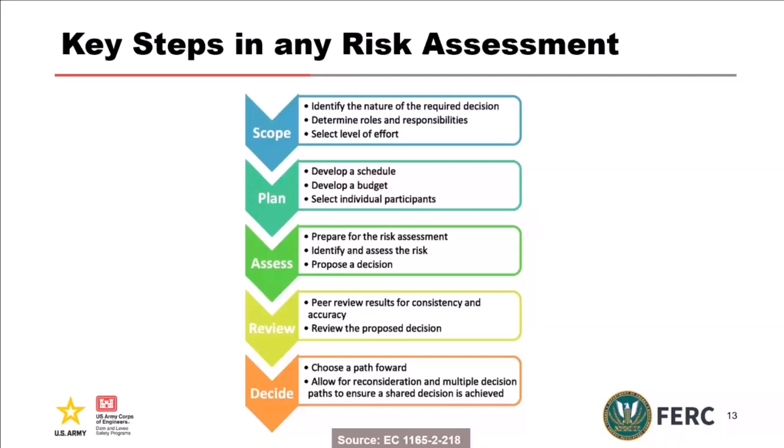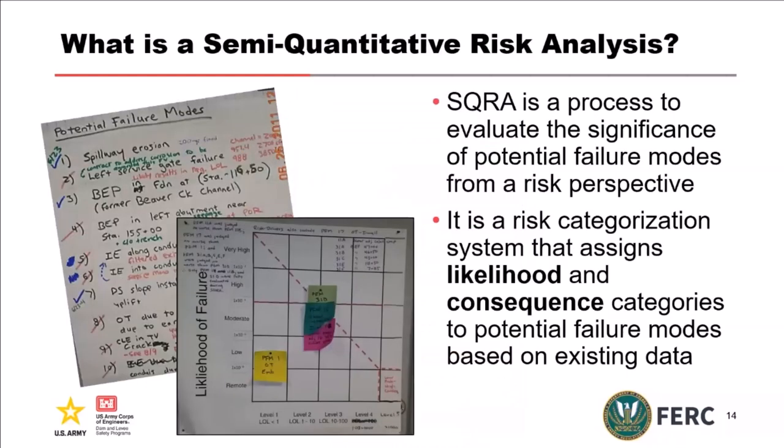So what is a semi-quantitative risk analysis? An SQRA is a process to evaluate the significance of potential failure modes from a risk perspective. This is like a tear sheet from the potential failure mode analysis process, where we're basically brainstorming everything that we think can go wrong with the dam: spillway erosion, backward erosion piping at the foundation, BEP in the left abutment, internal erosion along the conduit, into the conduit, and so on.